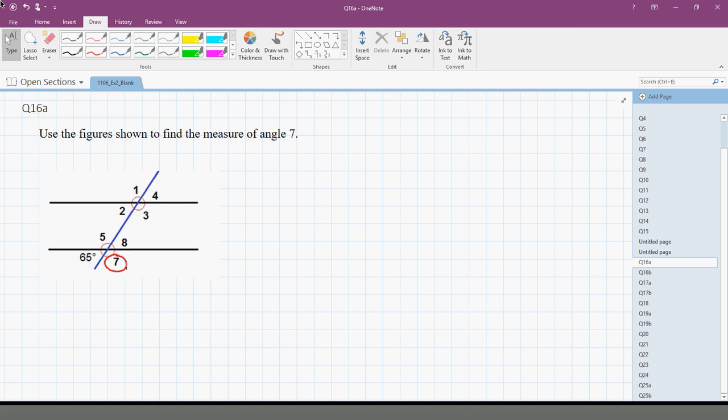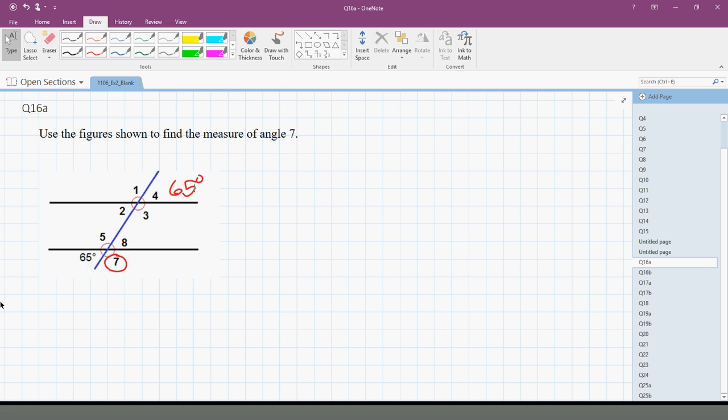Oh, 65 would be the same as 4. Well, that's good, but I want 7. Absolutely. Why are those two the same? Do you remember? Why are they congruent? Well, that is true. That's what congruent means. Remember that the 65 and the 4 you just gave me, those are alternate exterior angles. That's why we know they're congruent.